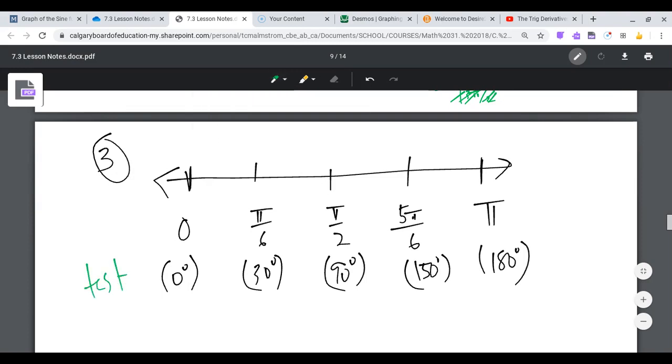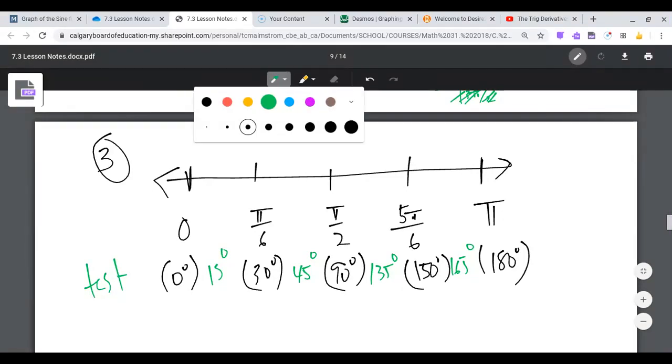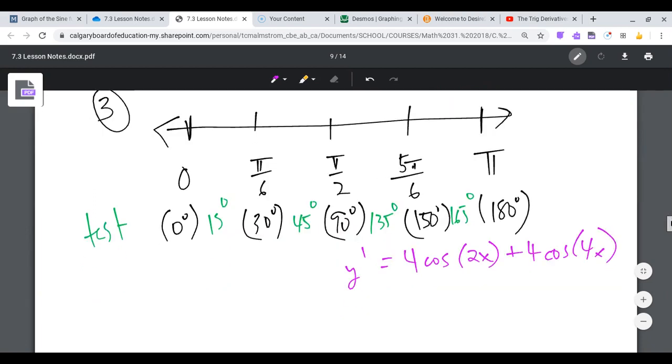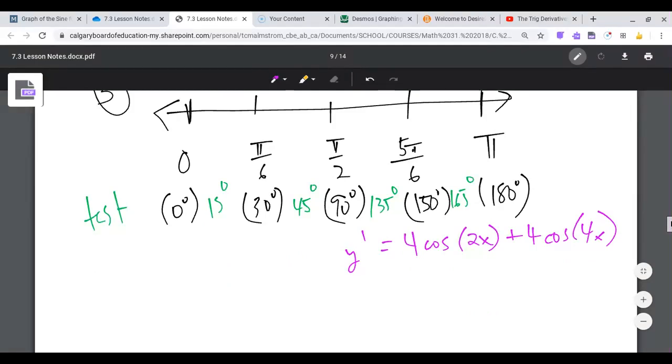So I'm going to test 15 degrees, 45, 135, and 165. And I'm going to put that into my derivative. You can just use the derivative in any of its forms. I used y prime is equal to 4 cos 2x plus 4 cos 4x. That was the derivative that I used. And then I just plugged in 15 degrees for x, 45 degrees, etc. And I was in degree mode.